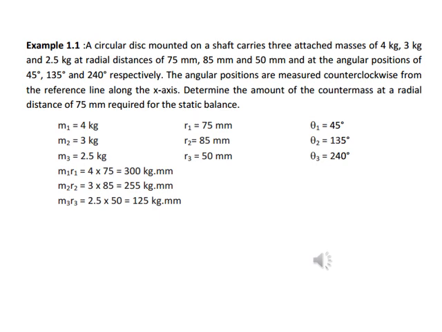Since this is static balancing, you have to calculate the moment, like M multiplied by R. So M1 times R1 will be 4 times 75, which is equivalent to 300 kg·mm. You must calculate like this.